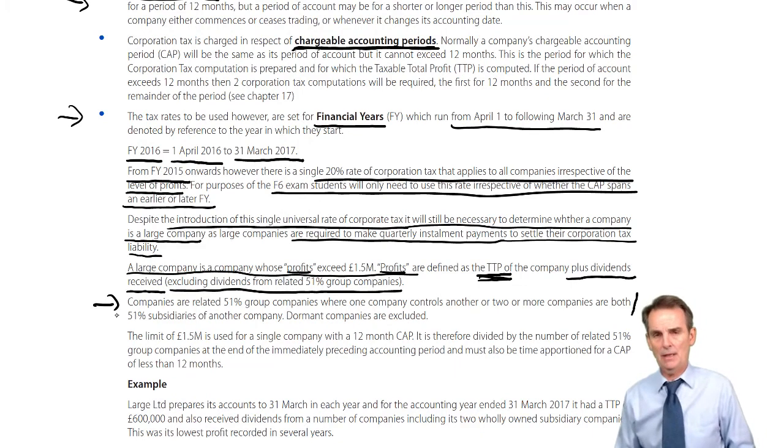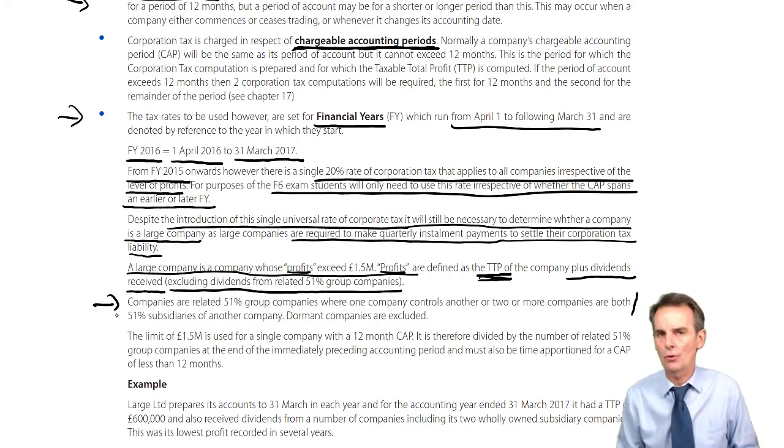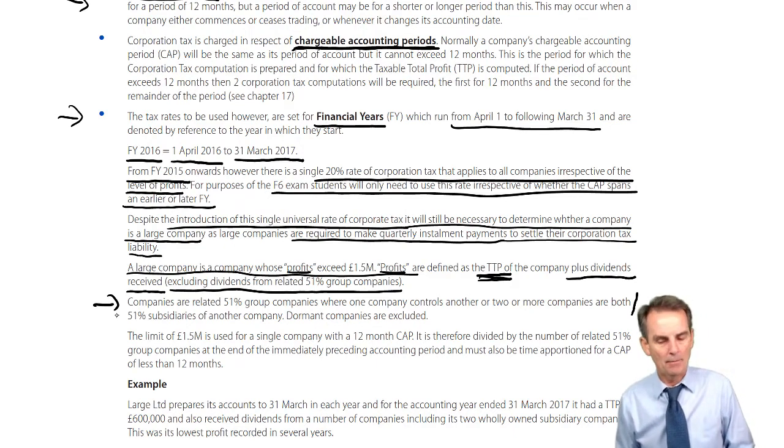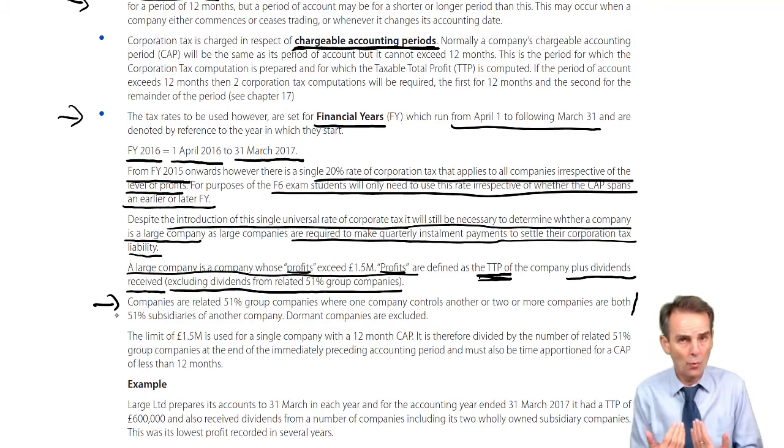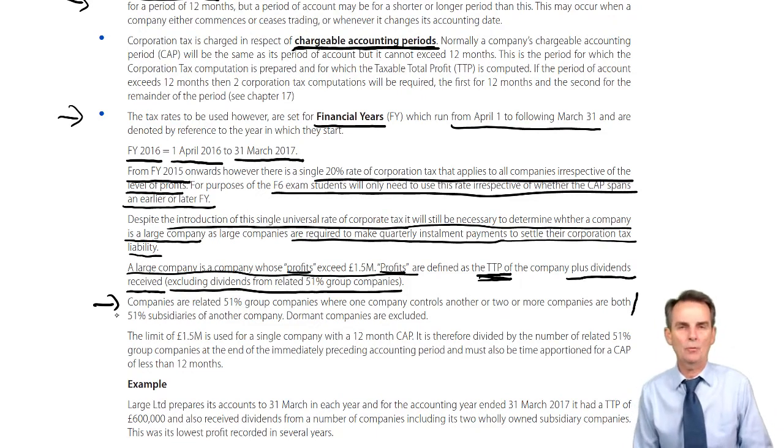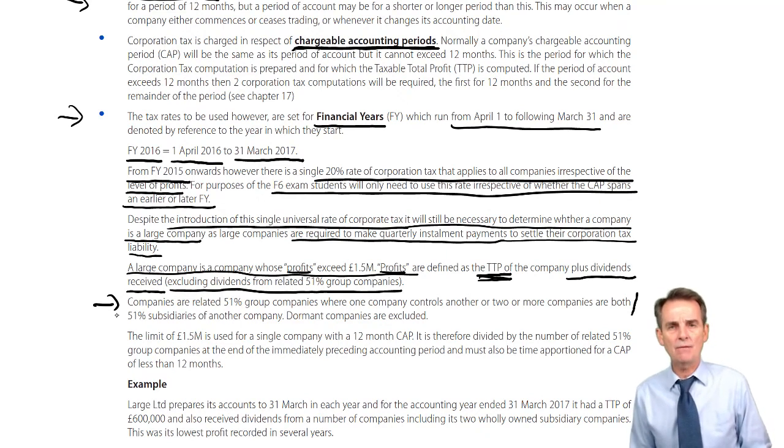But that should tell you something else. TTP, taxable total profit, does not include dividend income. Important issue. Whereas you or I, as individuals, were chargeable on our dividend income based on the dividends received in the tax year, companies are not. Companies do not pay corporation tax on their dividend income. Dividends received are exempt from corporation tax.